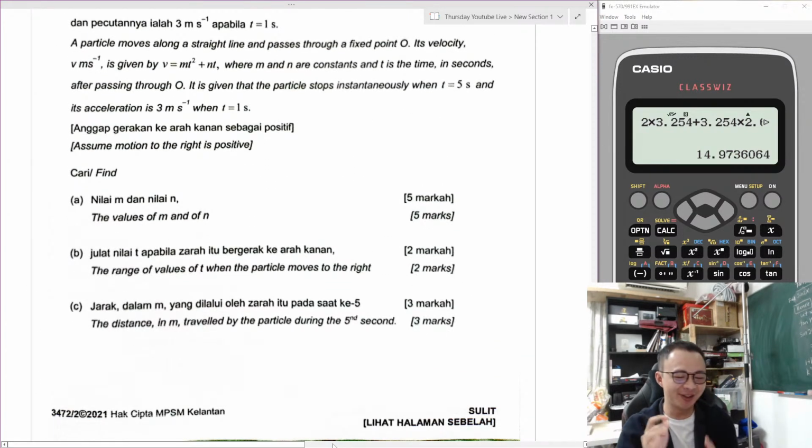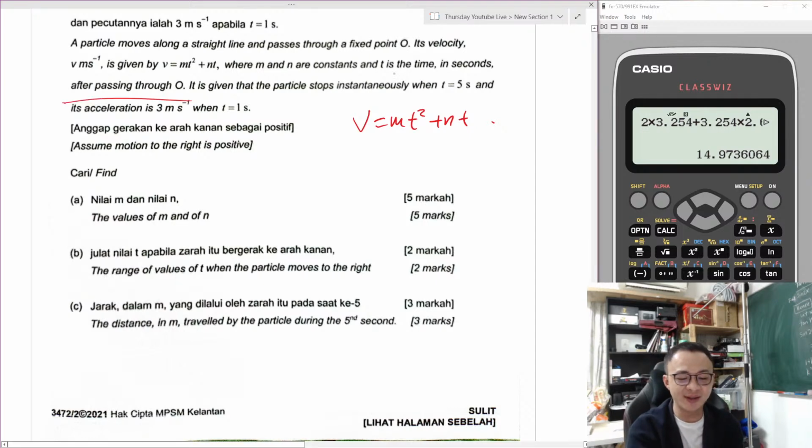Right, let's have a look at this one. We have 3 more questions. Okay. A particle moves along a straight line and passes through the fixed point O. Its velocity is given by the equation V equals mt squared plus nt, where m and n are constants and t is the time in seconds after passing through O. Alright, this one might be important. This means s equals 0 when t equals 0.